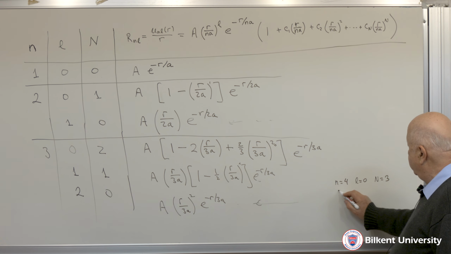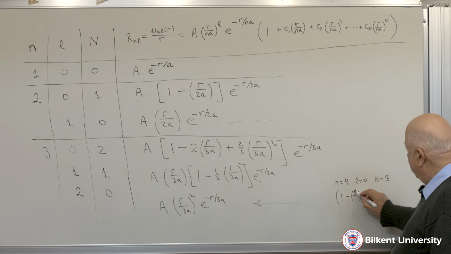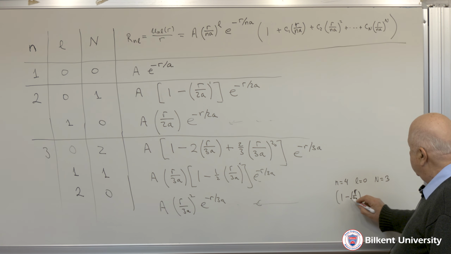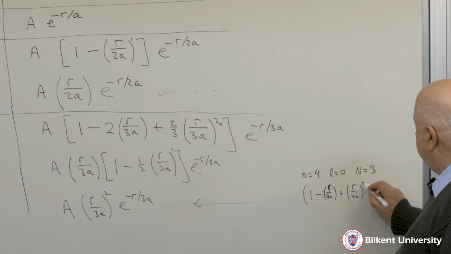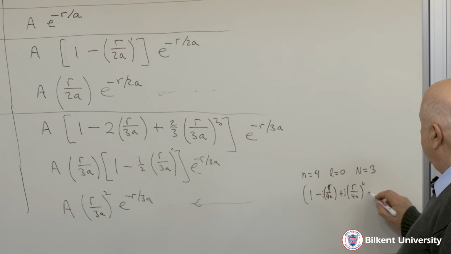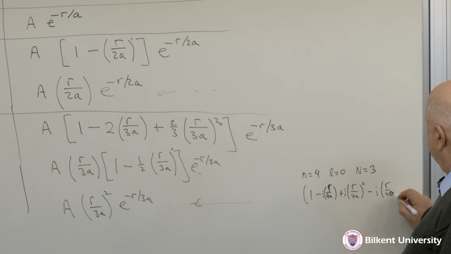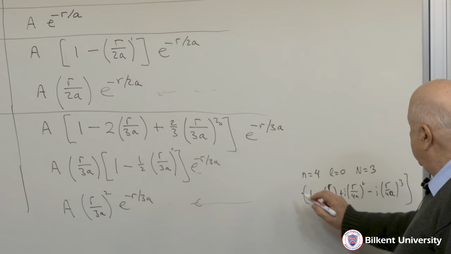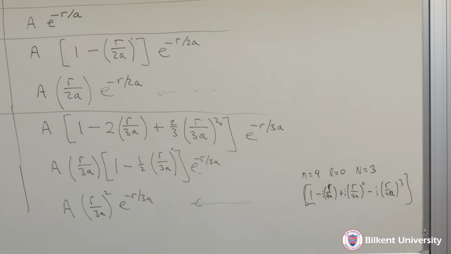So in that case, I'm going to get something which looks like 1, minus some coefficient times rho over 4A, plus some coefficient times (r over 4A) squared, minus some coefficient times (r over 4A) cubed. So that's what the polynomial will look like if capital N is equal to 3. One negative and one positive.